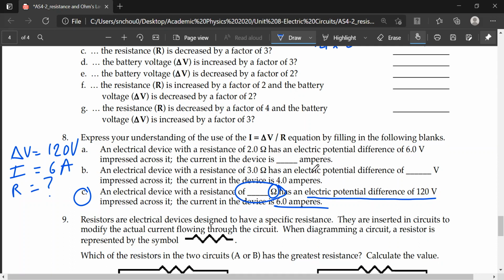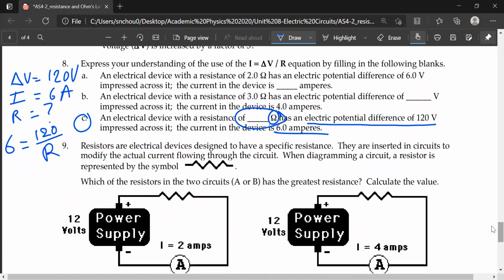This is the plug and chug. So you look at your Ohm's law, I equals delta V over R. Plug into that. I is 6. Delta V is 120, divided by R, which is unknown, so keep it as R. How do we solve this? You can do it in 2 steps, or if you want to do it in 1 step, I'll show you a quick way of doing this. No need to waste our time.